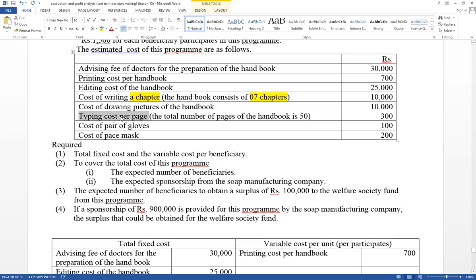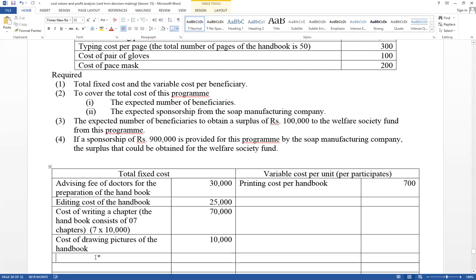It has given typing cost per page. The total number of pages, it has given 50. Therefore, typing cost does not vary with number of participants. විකුණන්නේ කොළ නෙවෙයි සල්ලි අපිට හම්බෙන්නේ participants ලගෙන්. Therefore, typing cost is also a fixed cost. But total value should be calculated. 50 pages available, per page 300. Therefore, here total value equals 15,000. If it is a fixed cost, total value should be calculated.